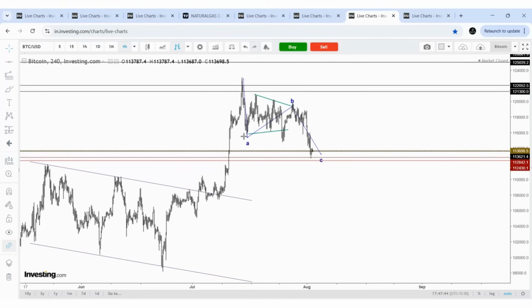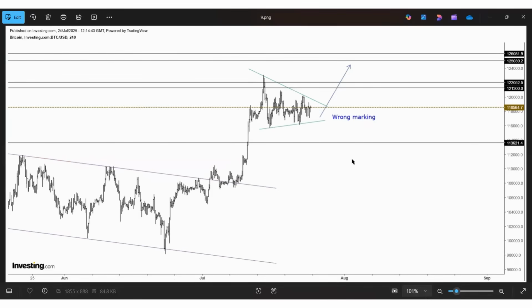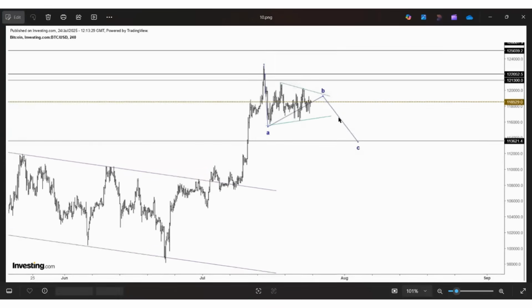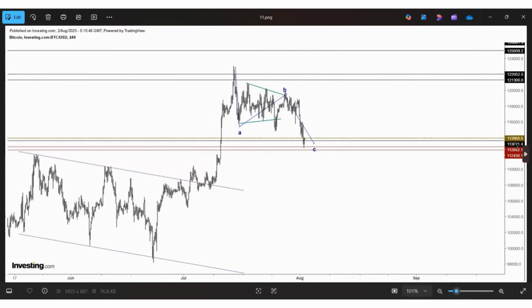Now let us focus on Bitcoin, and you know very well this I have shared with you. I have clearly marked this on 24th July. This is wrong marking. Many have marked this triangle, but just like that we cannot mark a triangle. There are certain guidelines, and I said it is a wrong marking. The proper marking is this, and the price needs to come to 1,13,000, and the 1,13,000 has been met. So here you will not buy, right? That's the understanding in Elliott waves.